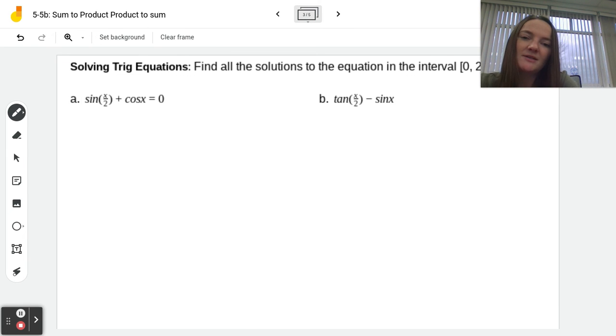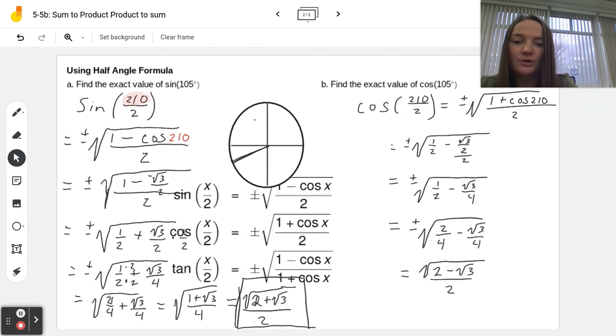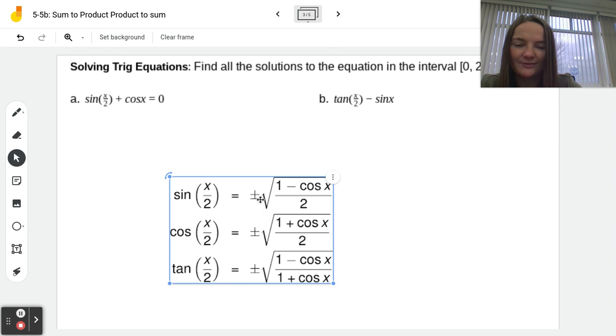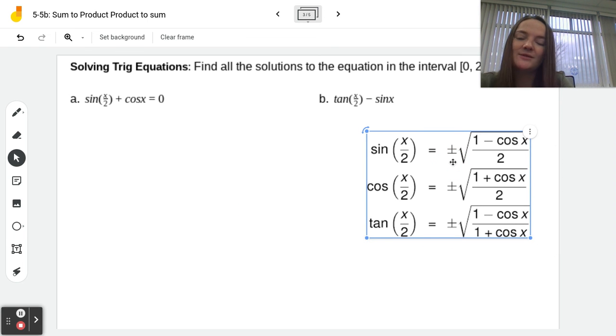All right, so our next question says find all the solutions of the equation over the interval 0 to 2 pi. Okay, so once again, we're going to use the half angle formulas because I see half angles. Also the whole lesson is about half angles, so it would make sense. All right, so let's go ahead and start this.